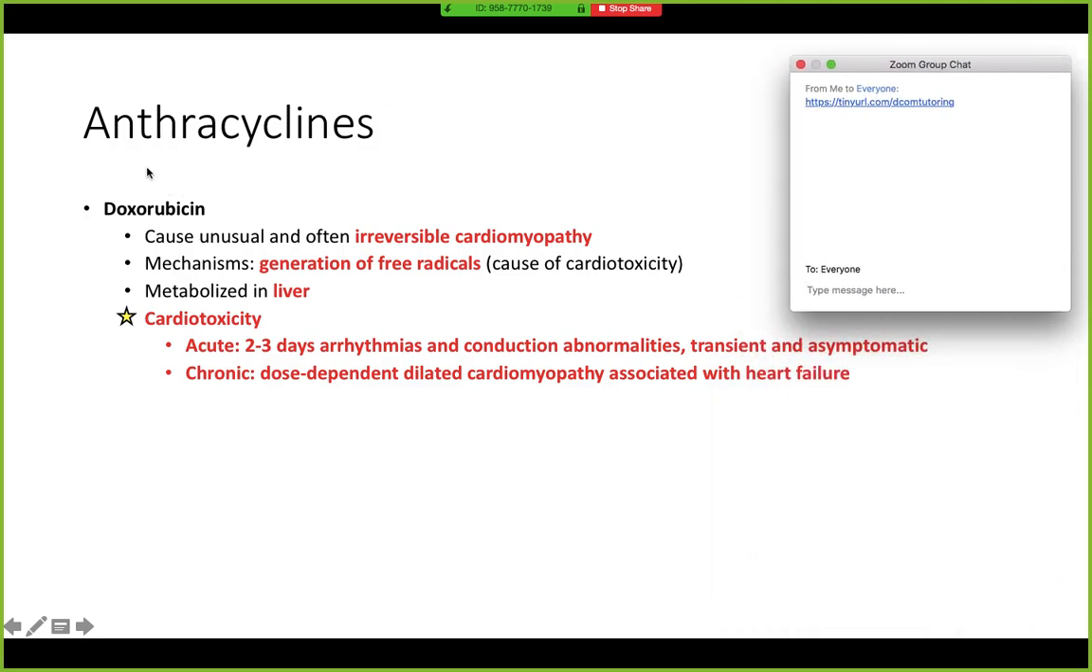Okay, your anthracycline, the big one being doxorubicin. It's very cardiotoxic. So if you see acute cardiotoxicity, you'll have 2 to 3 days worth of arrhythmias and conduction abnormalities, whereas a chronic cardiotoxicity would manifest as dilated cardiomyopathy associated with heart failure.